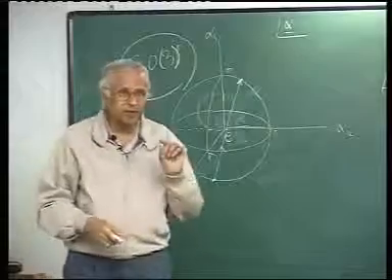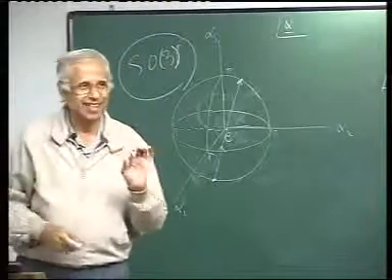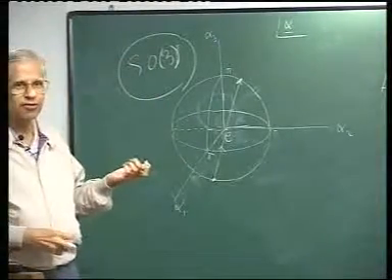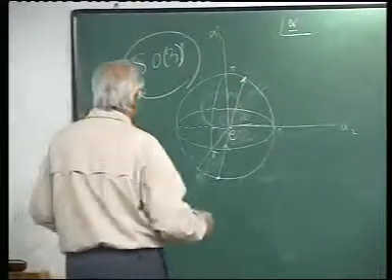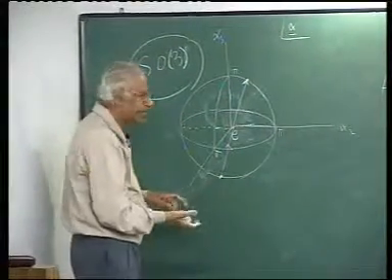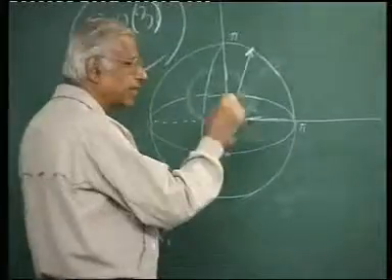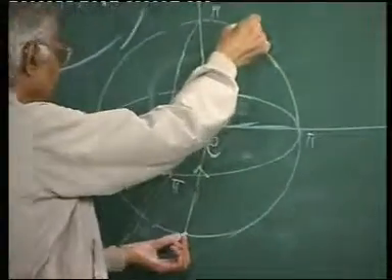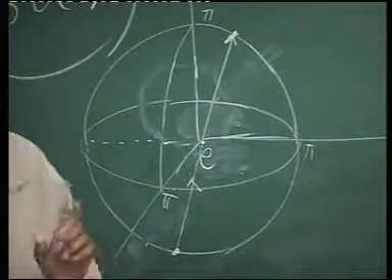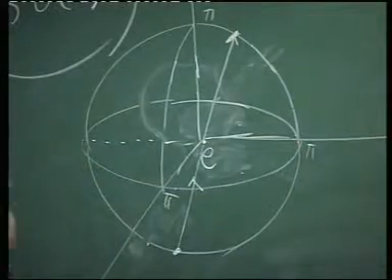This is a closed loop in the group. It doesn't look closed, but it is a closed loop. Why? Because this picture is not a faithful picture. The picture must be taken with this rule: diametrically opposite points on the surface are the same. They are the same group element.